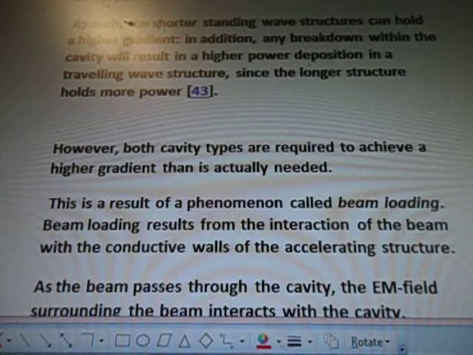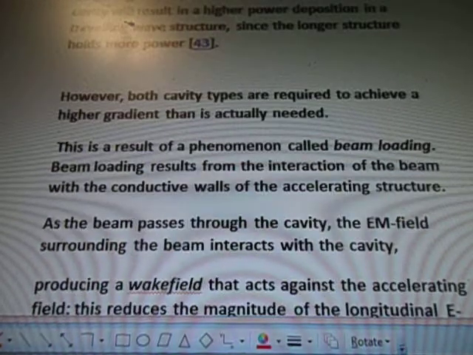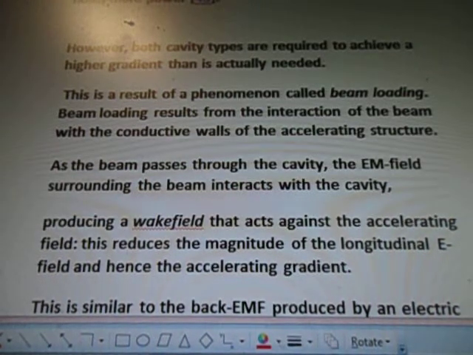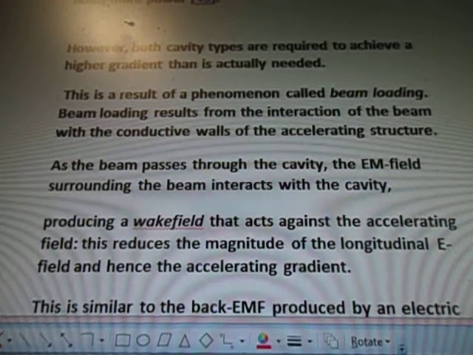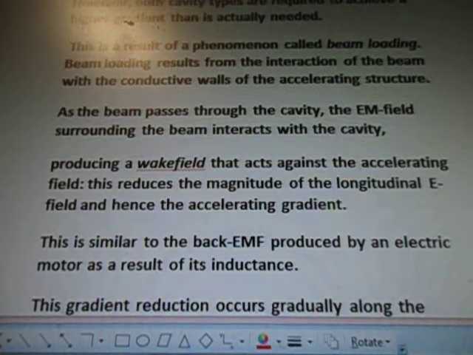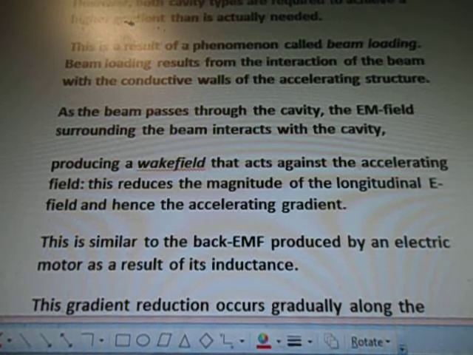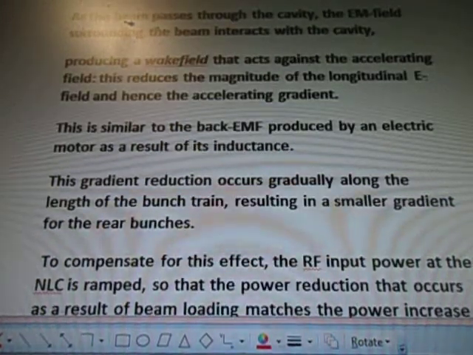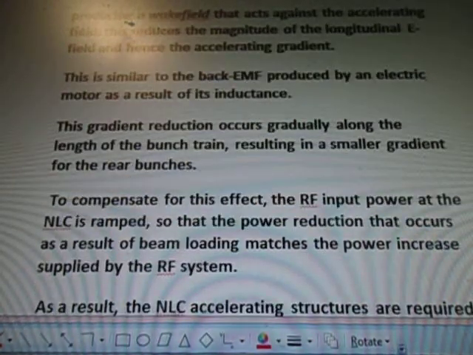However, both cavity types are required to achieve a higher gradient than is actually needed. This is a result of a phenomenon called beam loading. Beam loading results from the interaction of the beam with the conductive walls of the accelerating structure. As the beam passes through the cavity, the EM field surrounding the beam interacts with the cavity, producing a wake field that acts against the accelerating field. This reduces the magnitude of the longitudinal E field and hence the accelerating gradient. This is similar to the back EMF produced by an electric motor as a result of its inductance.